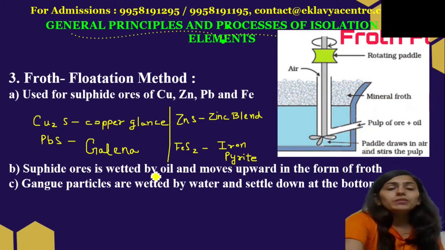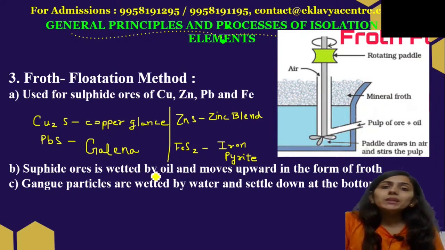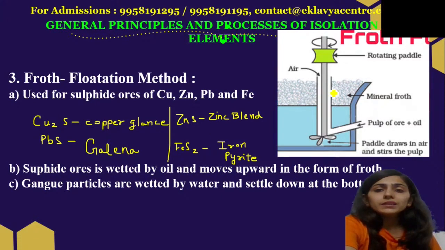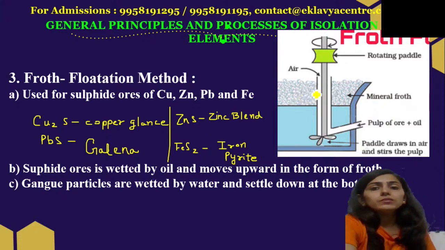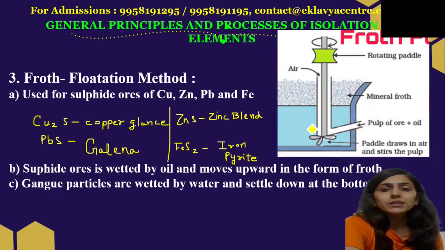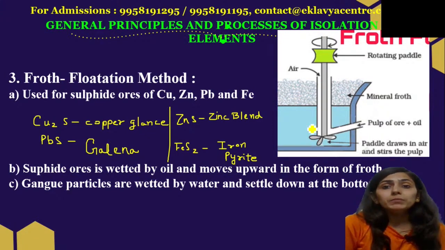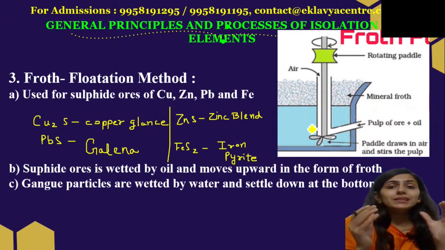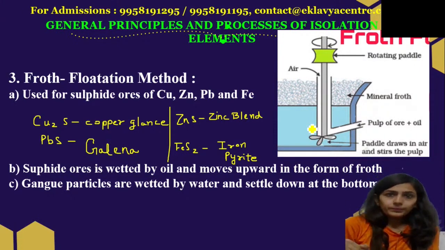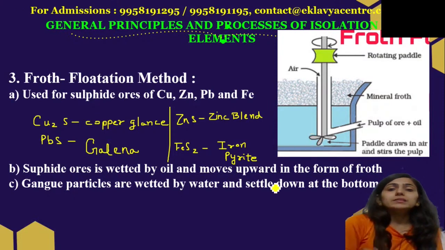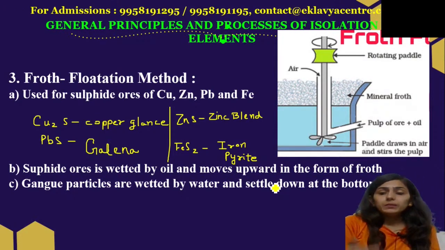are wetted by only oil, and we know that oil is lighter, or you can say less dense, than water. So the mineral particles will come up in the form of froth, whereas the water particles will settle down, and inside the water we have gangue particles, you can say impurities. From this we can easily collect the froth and the gangue particles. In the water particles we have impurities present.